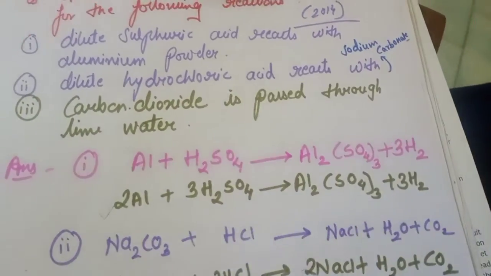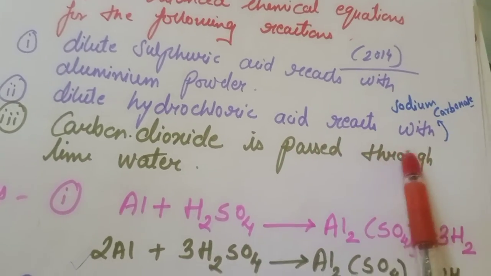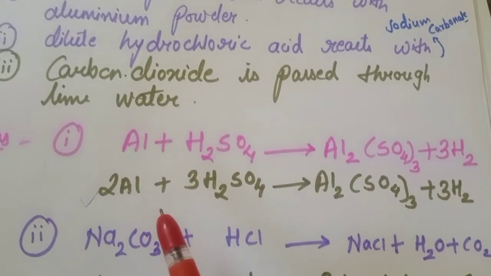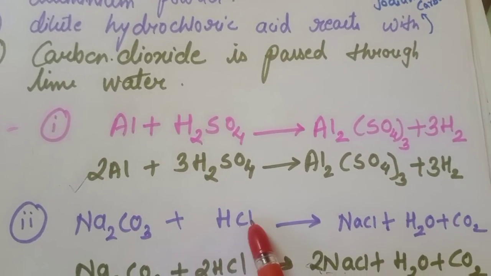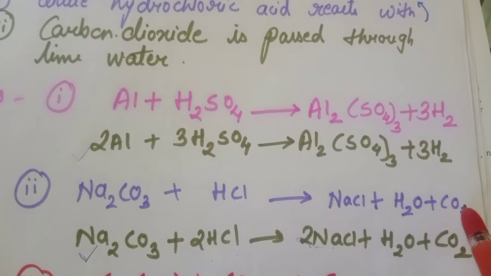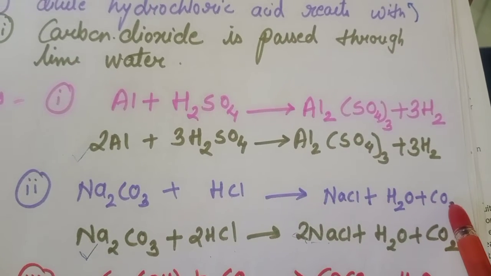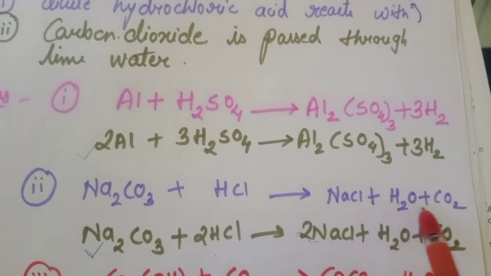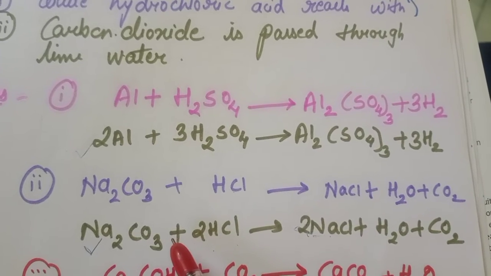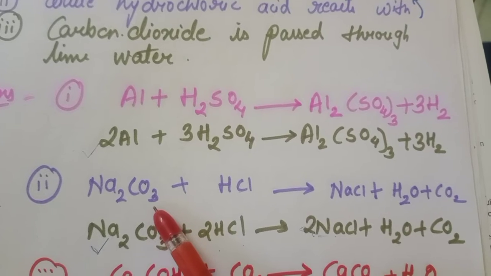Dilute hydrochloric acid reacts with sodium carbonate. So first you should write the reaction. Sodium carbonate reacts with HCl to give sodium chloride, water and carbon dioxide. So let us check whether this reaction is balanced. Start with the element having the maximum number of atoms. So which element has the maximum number of atoms? For example, here oxygen.